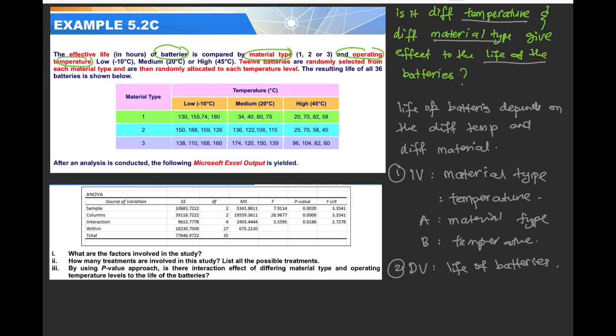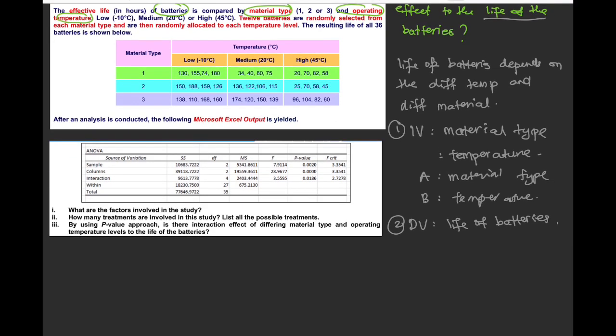Okay, so small a, number of factor A. Factor A is material type. How many material types do we have? 3. So a is equal to 3. Material type 1, material type 2 and material type 3. Okay, and then b, number of factor B. Our factor B is temperature. How many temperatures do we have? Low, medium and high. So b is also equal to 3.